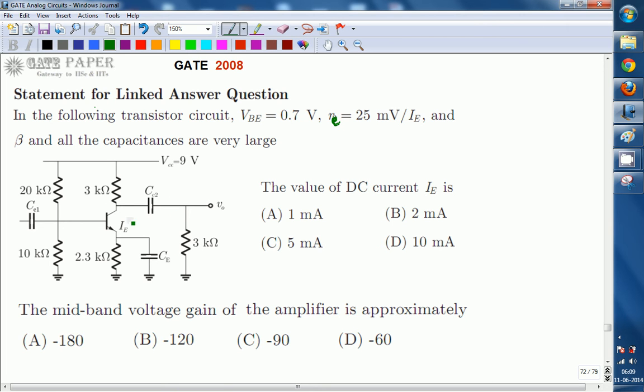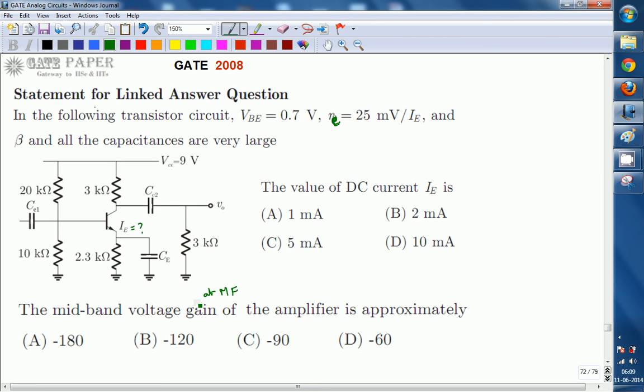The DC current IE is the current flowing through the emitter, and we also need the midband voltage gain of the amplifier. These two things we are going to calculate. Remember that midband voltage gain is nothing but voltage gain at mid frequencies. That we are going to calculate.